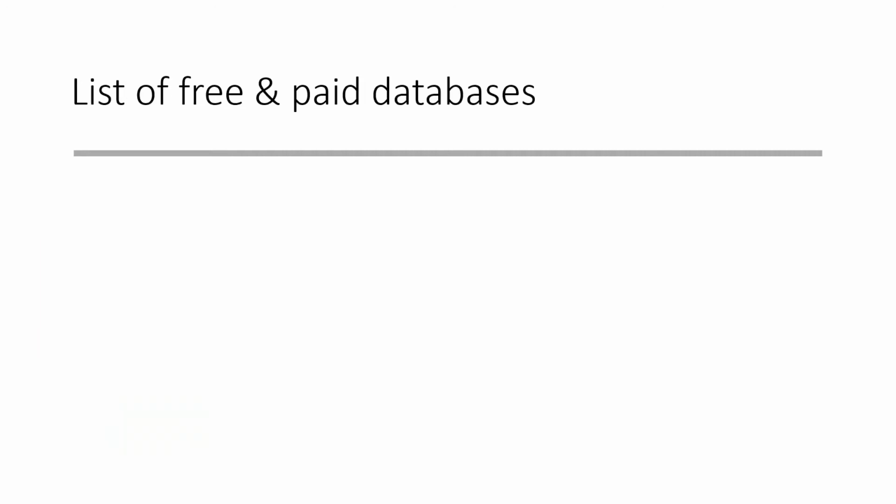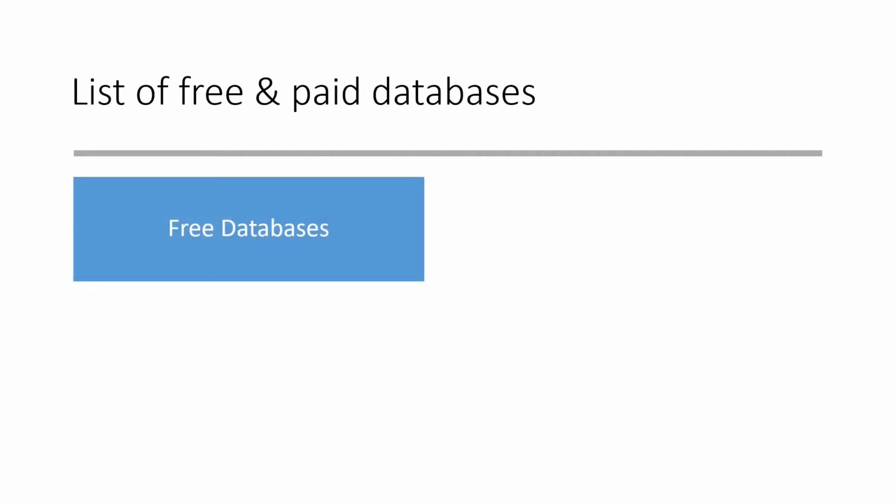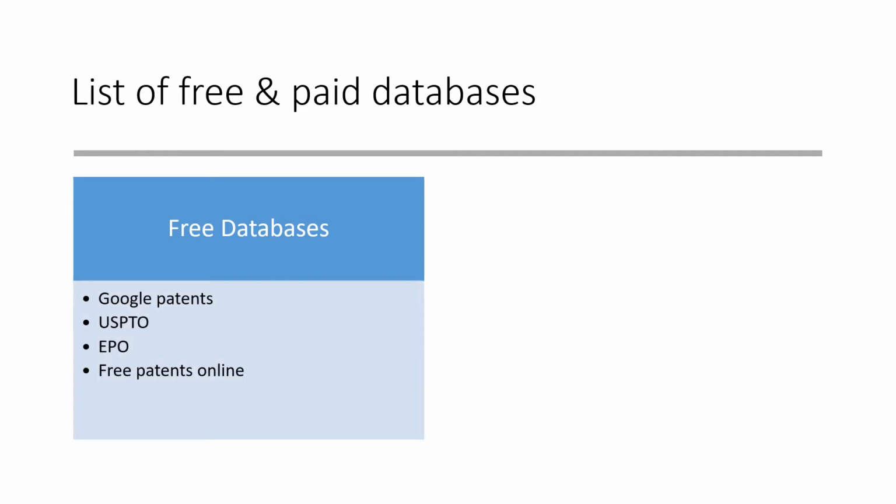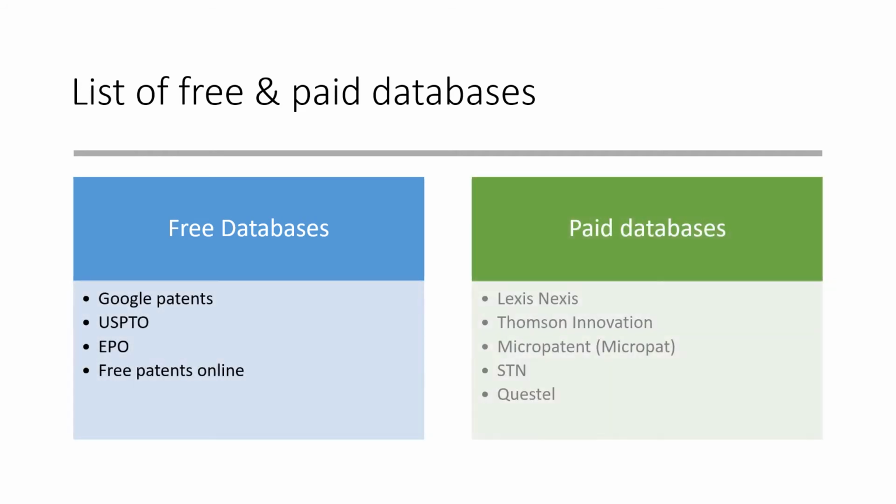We have listed out a few free and paid databases one can use for performing a patent search. You may make a note of it for your reference. Among these free databases, Google Patents is a common favorite among professionals due to its easy usability and accurate results.